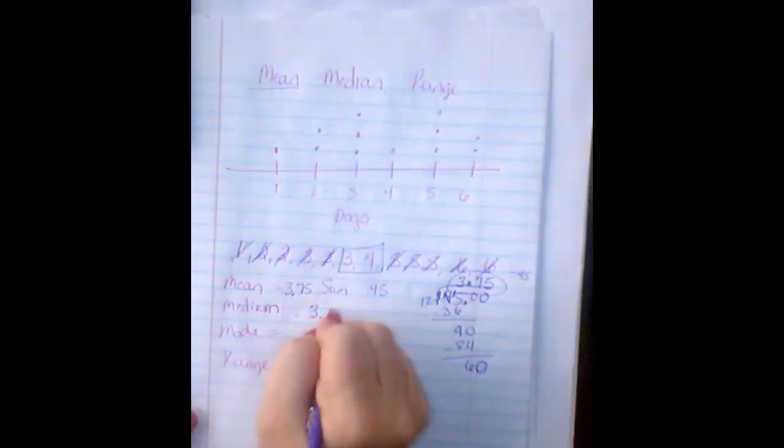My median, I'm going to cut off both sides. So 1, 2, 3, 4, 1, 2, 3, 4. Right in the middle, between 3 and 4 is 3.5. You can also add them together. 3 plus 4 is 7. And then that's 7 divided by 2 is 3.5.